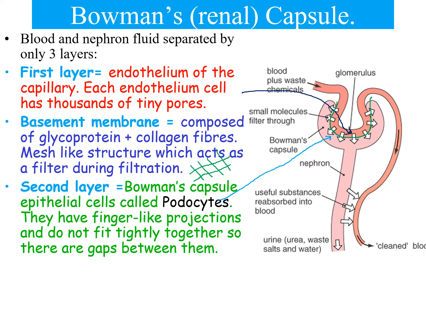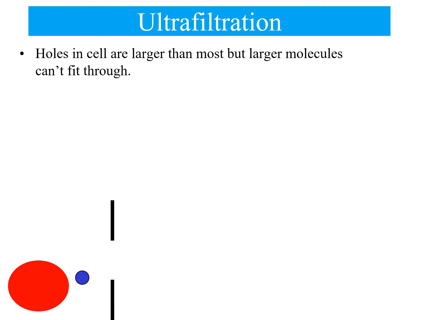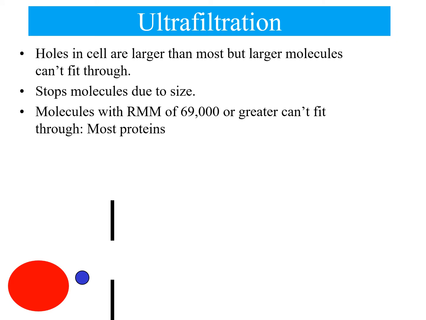So you'd be expected to say the first layer is the endothelium cell of the capillary with lots of pores, the basement membrane made up of glycoproteins and collagen fibers in a mesh-like structure, and podocytes in the Bowman's capsule epithelial cells, which have gaps between them, allowing further filtration. That will allow the smaller molecules through, but not the bigger molecules. So the holes in the cells are larger than most molecules, but large molecules like proteins can't fit through. It stops molecules due to size, and this is your key number here: a relative molecular mass of 69,000 or greater cannot get through, and most proteins have a relative molecular mass of 69,000 or greater.